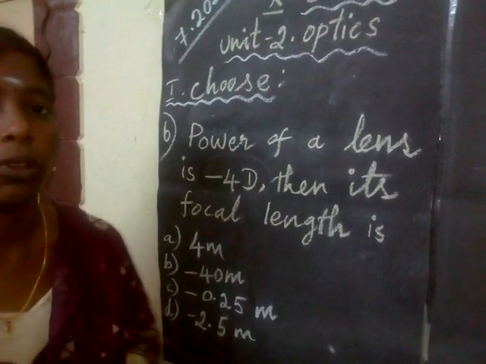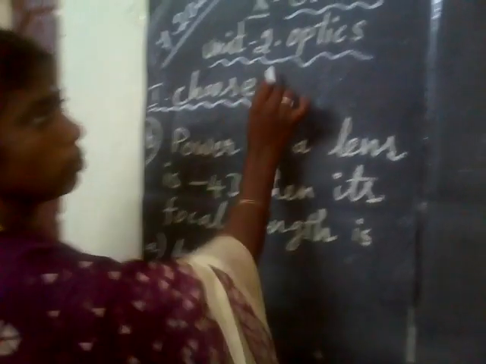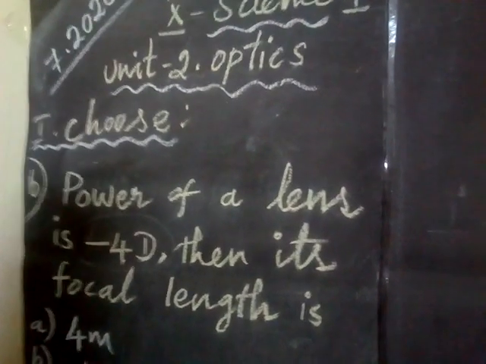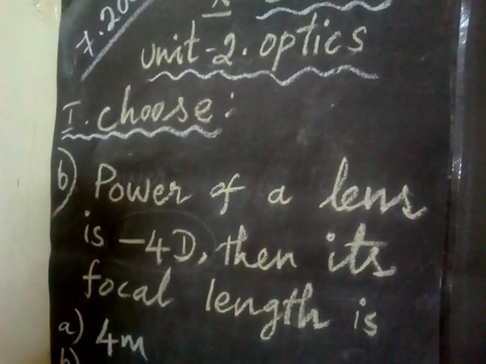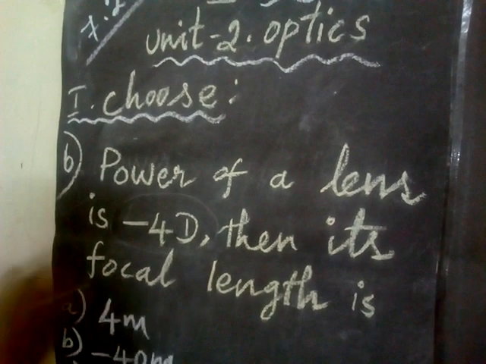Hi students, today we are going to see some numerical problems in Unit 2 Optics. In the first Roman numeral choose-the-best-answer section, we have one numerical problem. See question number 6.